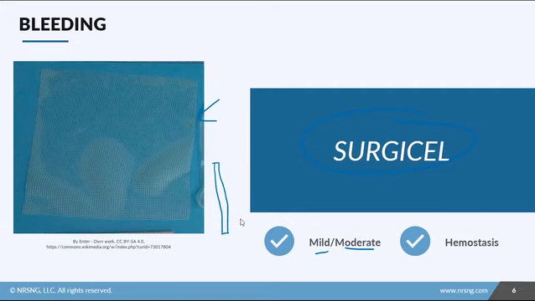You just apply it directly to the wound bed, and it actually causes the wound to clot, and it causes hemostasis. Now, of course, if you've got a severe bleed, you are not going to use this. You need to use some other options like a pressure dressing or sutures.